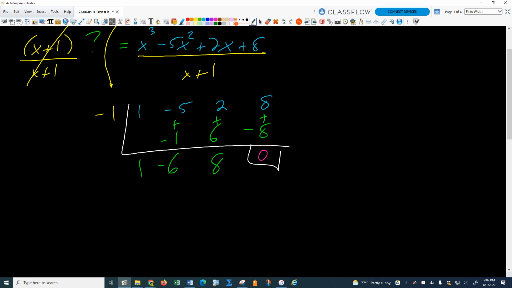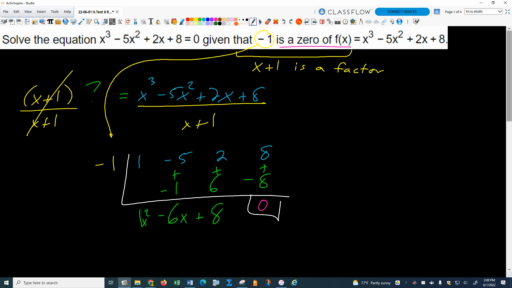So then what is this telling me? What's the other factor then? What does this mean? Those are the coefficients, right? That's the wimpiest coefficient, so that's the constant. That's the coefficient of x to the 1. That's the coefficient of x to the 2, etc., right? So this is telling us then that we get x squared minus 6x plus 8. So that's what goes there.